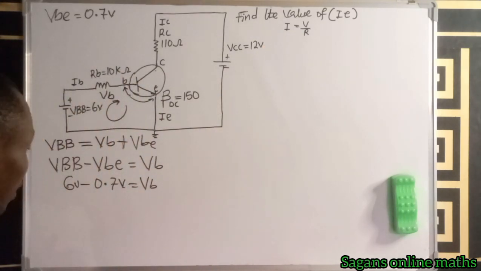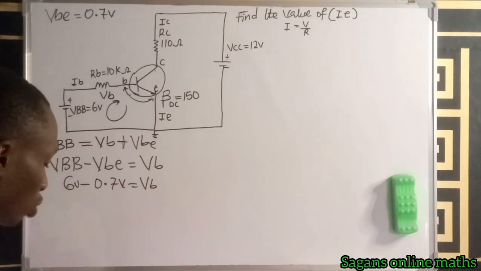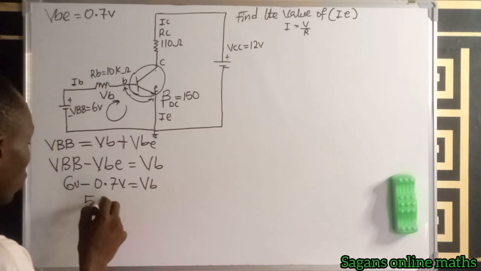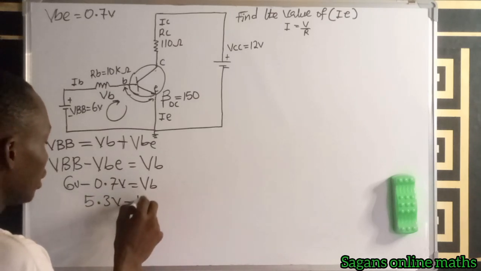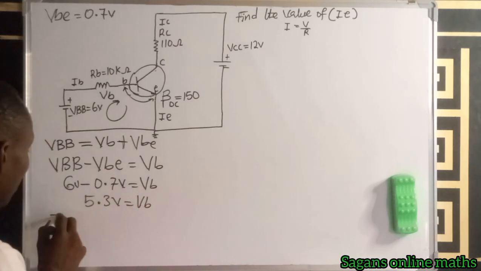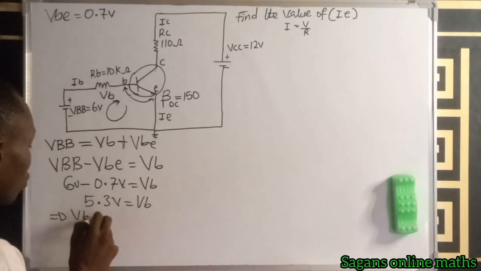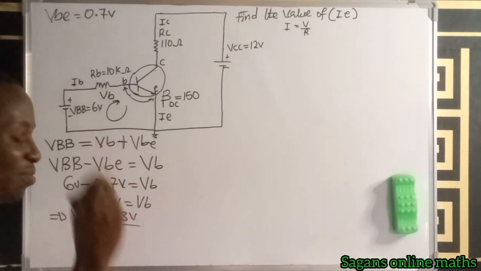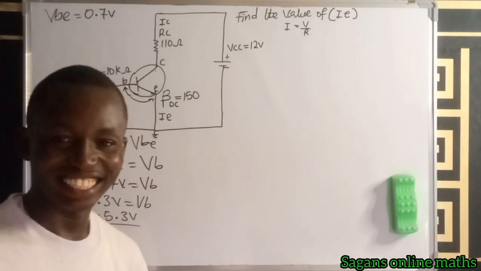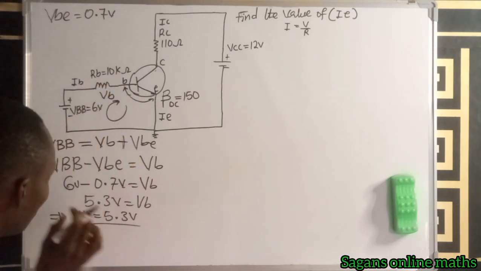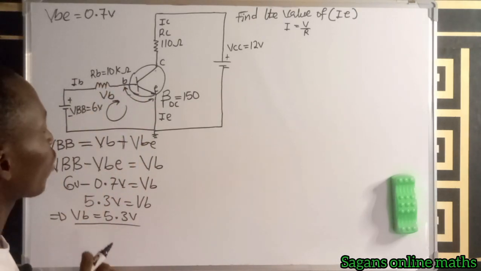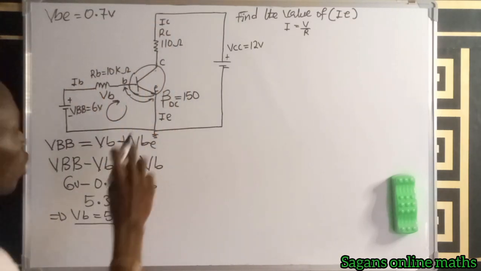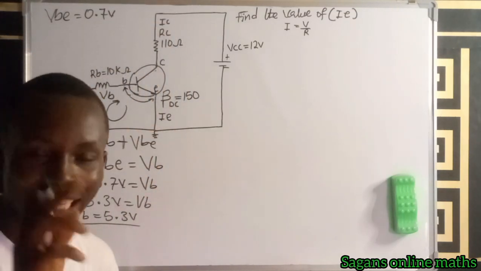So let's subtract this quickly. 6 minus 0.7 gives us 5.3 volts, equal to VB. It implies that VB is equal to 5.3 volts. Wow! This is amazing. Now we are going to our IB. Remember I said earlier that if we can know our IC and know our IB, we can know our IE. And that's the IE you are looking for.